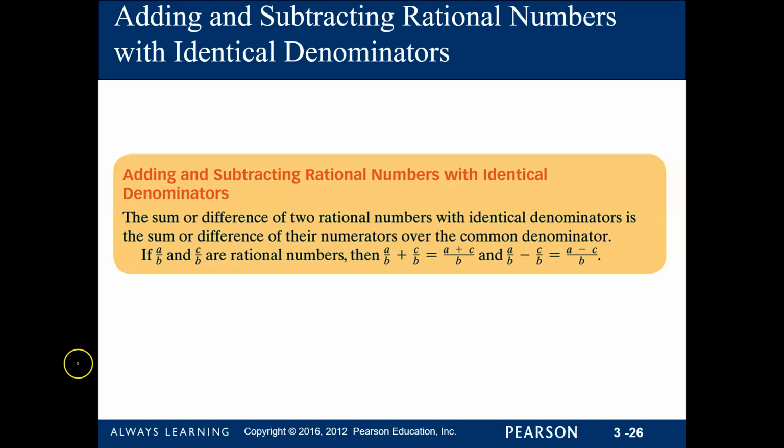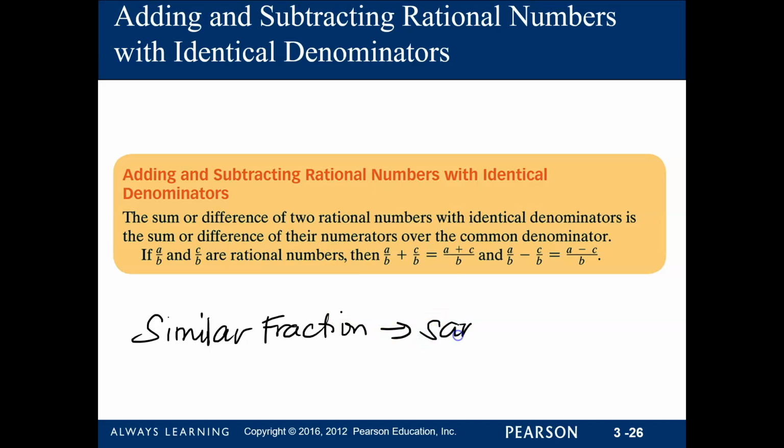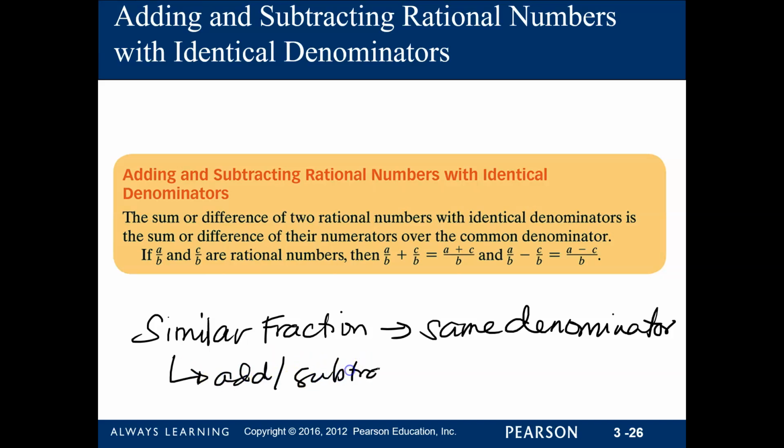Now, addition and subtraction of rational numbers, we have the easy way, which is when we are adding similar fractions. When we talk about similar fractions, it means they have the same denominator. So when you have fractions with the same denominator, we simply add or subtract the numerator. That's all, because they're still going to have the same denominator.